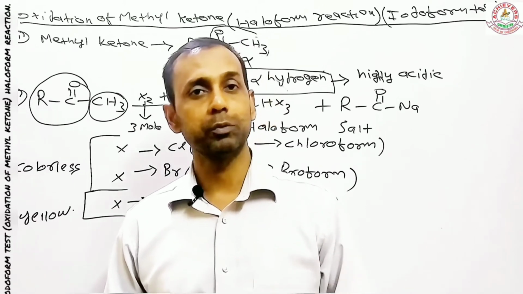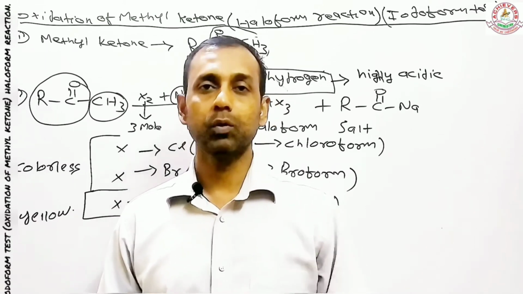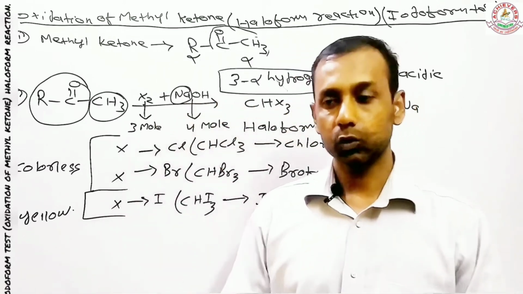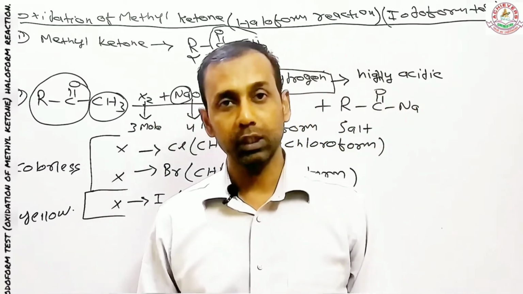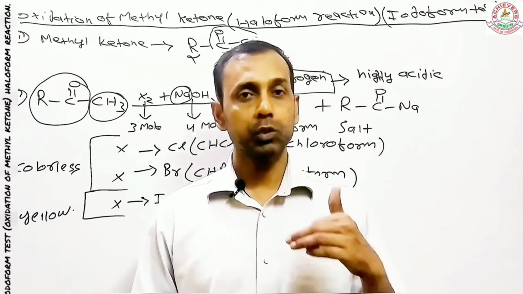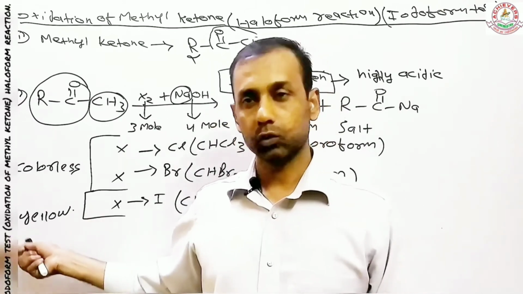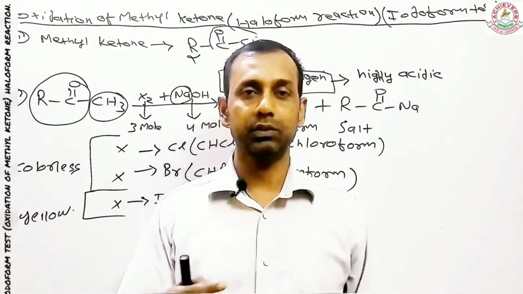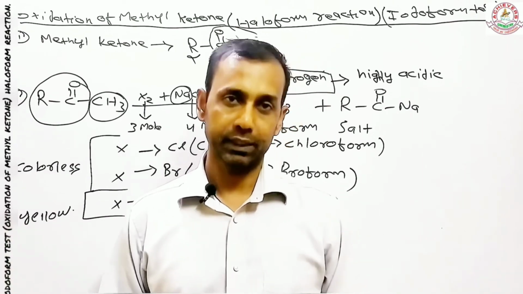You can use chlorine, you can use bromine, you can use iodine. But in the case of chlorine and bromine, you won't get any color, so you won't be able to see what changes have happened. But if you use iodine, you will see a change in color to yellow. Due to that yellow color formation, you will be able to see the change. So that's why it's called the iodoform test, right?